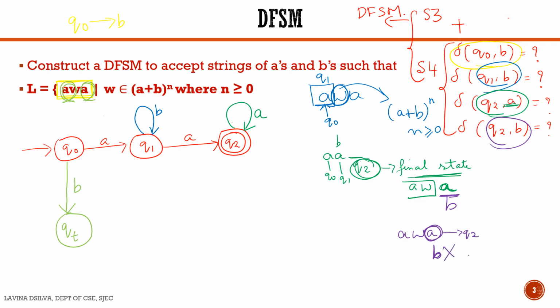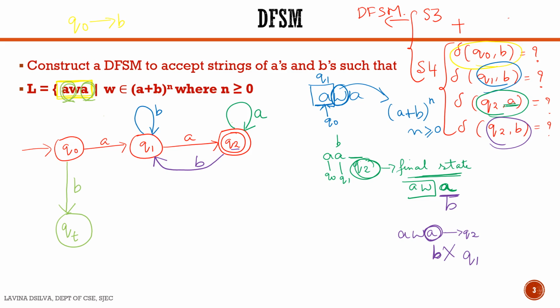Therefore, we check whether Q1 state can accept B. Yes, Q1 state accepts B. Therefore, we move back. In case in Q2 state we see a B, we move back to Q1 state, because Q1 state can accept any number of B's.